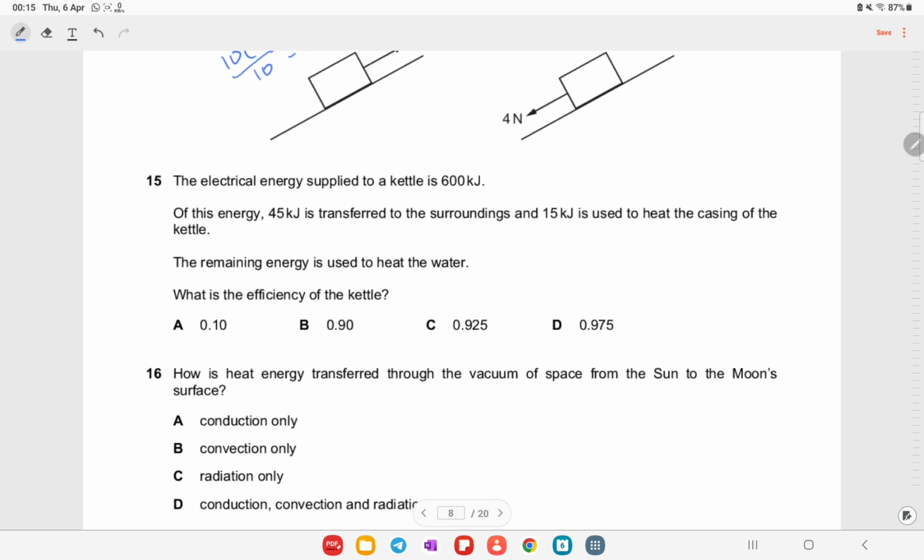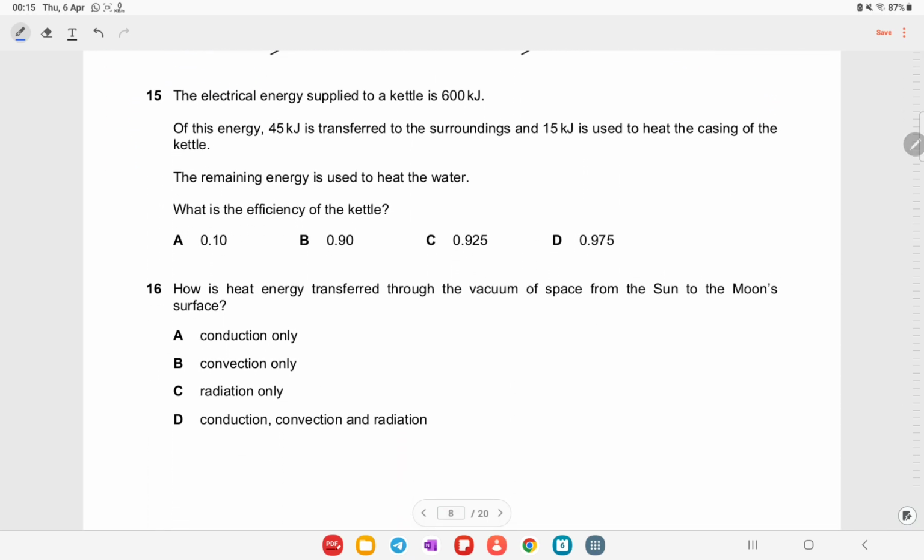Okay, moving to the next question. The electrical energy supplied to a kettle is 6,000 kilojoules. Of this energy, 45 kilojoules is transferred to the surroundings and 15 kilojoules is used to heat the casing of the kettle. The remaining energy is used to heat the water. So what is the efficiency of the kettle?